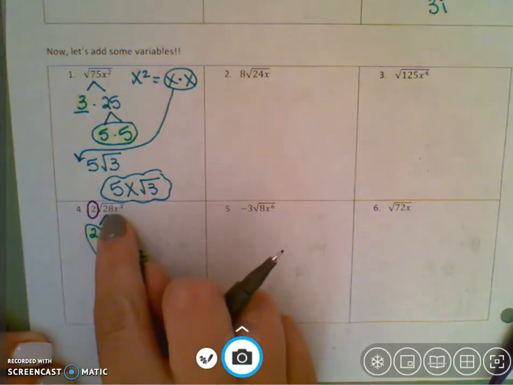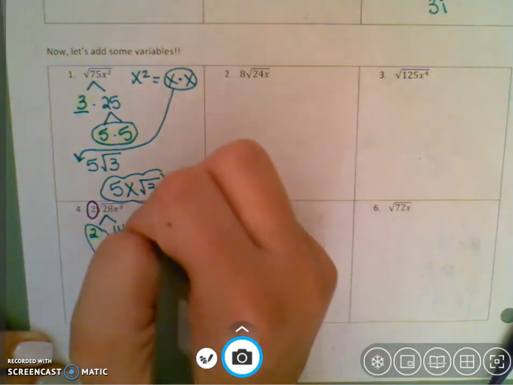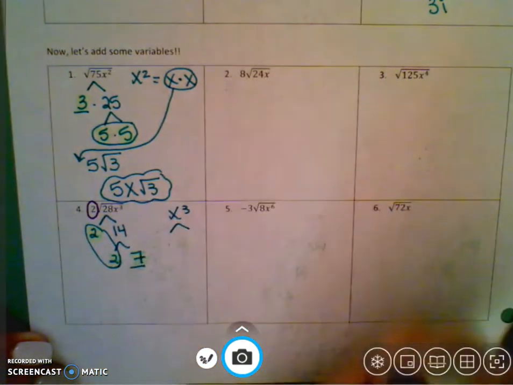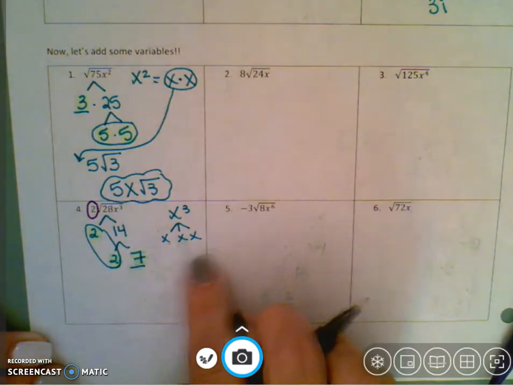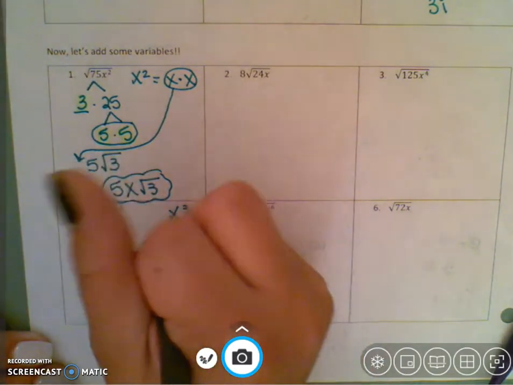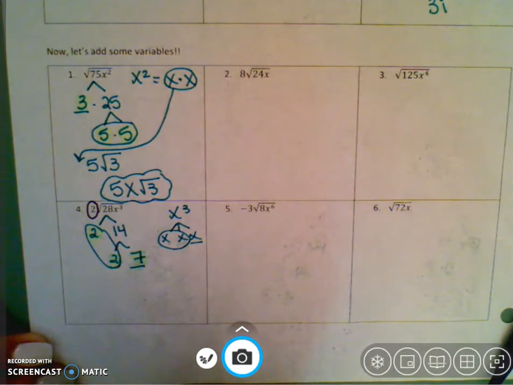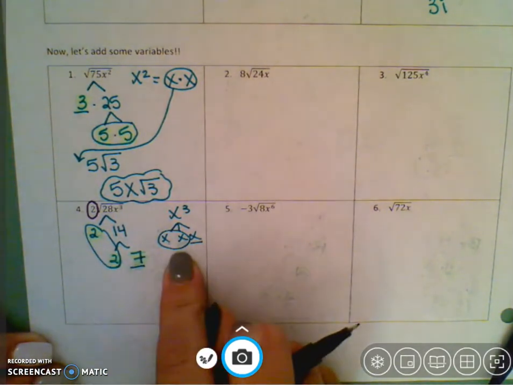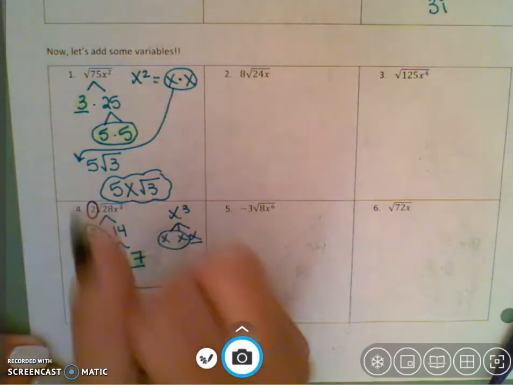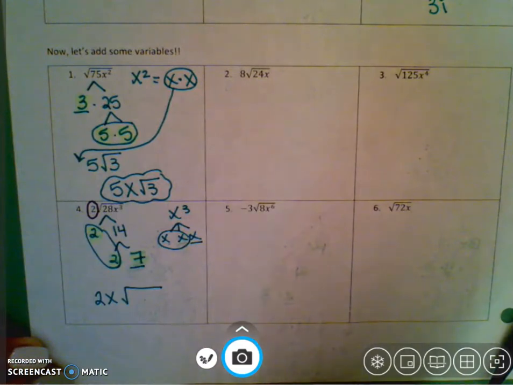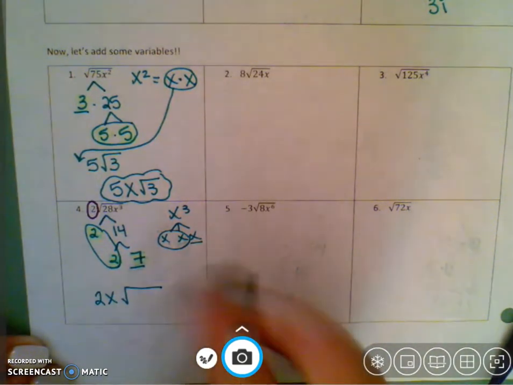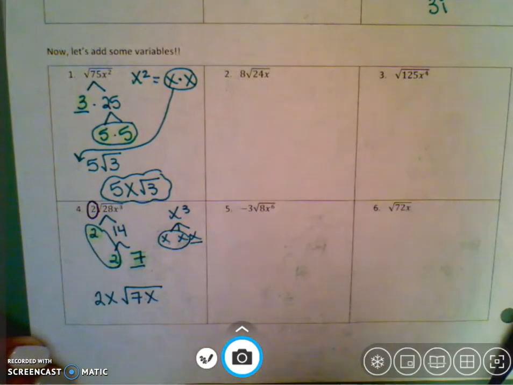Okay, now for x cubed is how many x's? Not just 2 this time, it's 3. So out of 3 x's, you can make a pair and have a single. So we're going to take the 2 and the x and put it on the outside of the root. So there's our root, there's our house. 2x is going to go on the outside. And think about what you're putting on the inside. You then on the inside are putting a 7 and an x. So 7x, because remember you're multiplying.